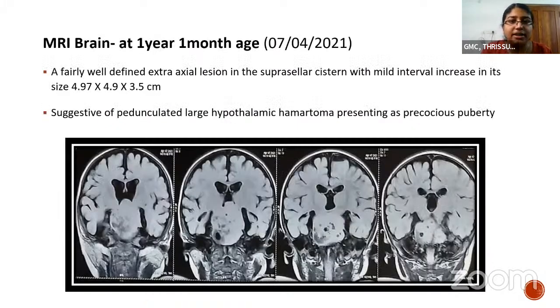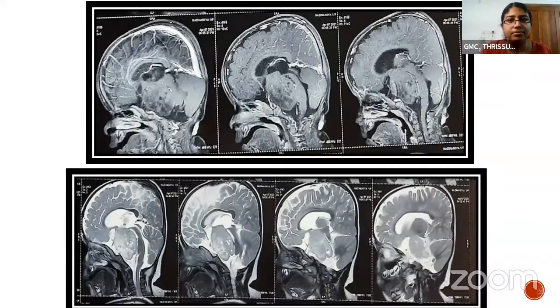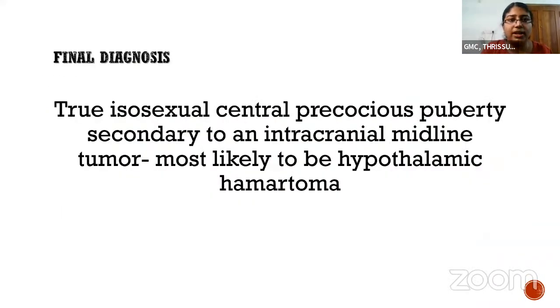When they presented at 1 year, 1 month of age, MRI was again repeated. It showed a fairly well-defined extra-axial lesion in the suprasellar cistern with a mild interval increase in its size, suggestive of a pedunculated large hypothalamic hamartoma presenting as precocious puberty. So our final diagnosis is true isosexual central precocious puberty secondary to an intracranial midline tumor, most likely hypothalamic.